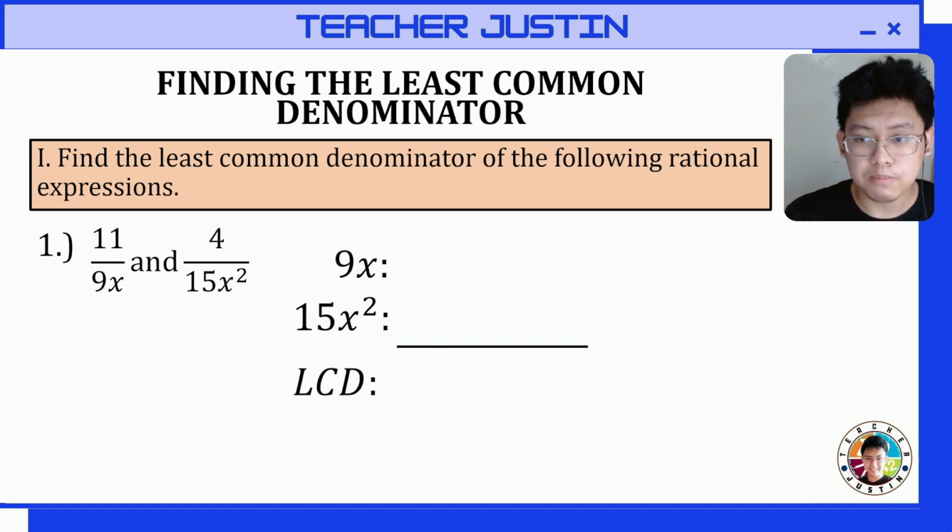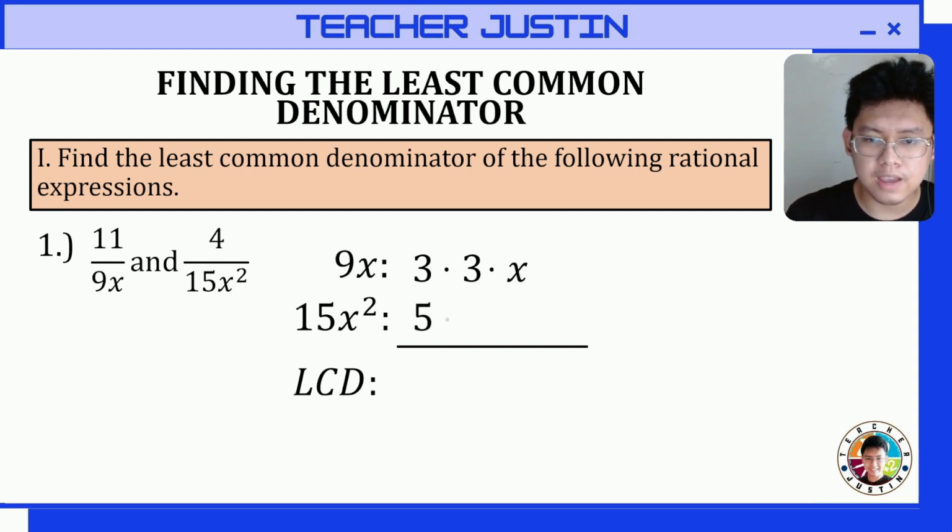So, we have here a monomial. So, yung pag-factor natin will be applying prime factorization. So, we will have 9x. So, yung factors niya will be 3 times 3 times x. Tapos, yung 15x squared, ang factors niya will be 5 times 3 times x times x.